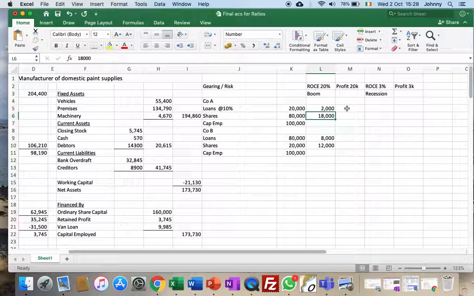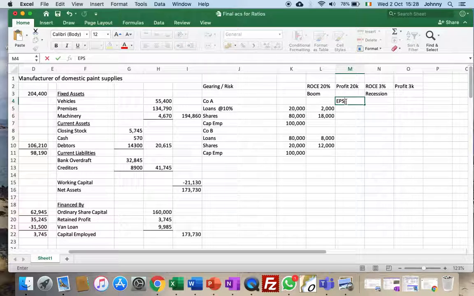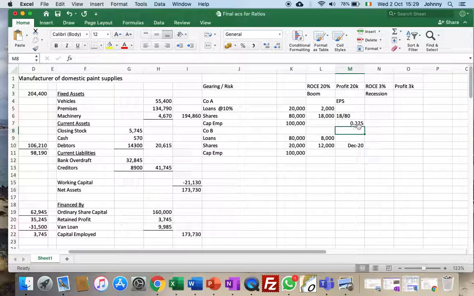The only problem is we need to look at our earnings per share. This is how much profit has been earned by each share. We have a total of 18,000 profit to be paid out, and we've got 80,000 shares. You can see already that down here we have 12,000 profit being shared among 20,000 shares. So there's a bit of a difference when I work out the maths on this. If I own a share here, 22.5 cents has been earned from my money.